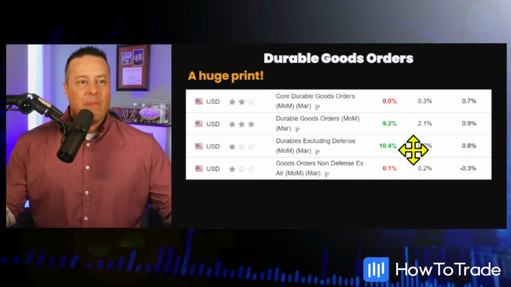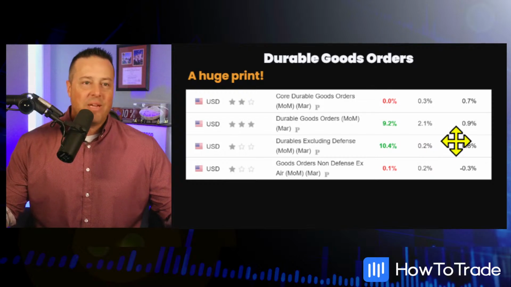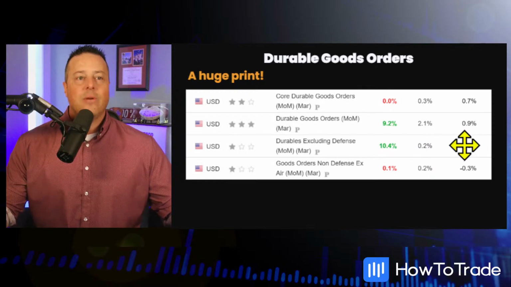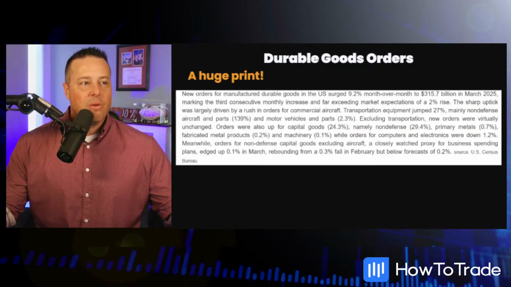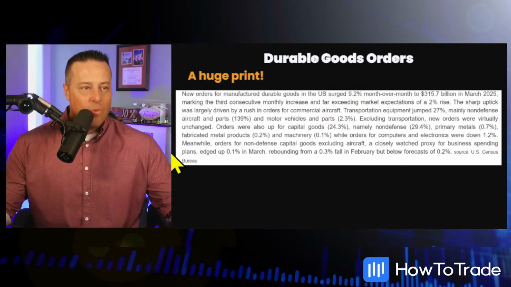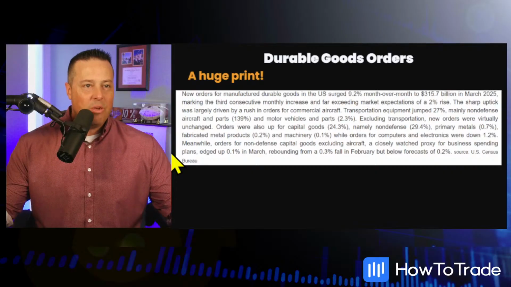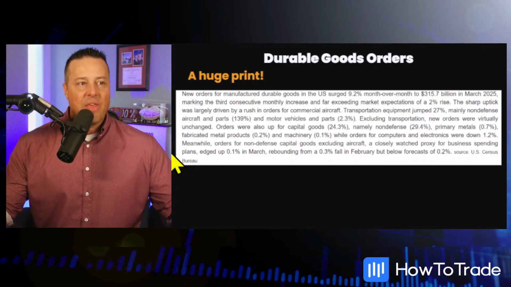And what a big print is one that absolutely shatters expectations in the previous. That's a huge number. You're welcome, Team Marina. That's an absolutely huge number. So when we get into what exactly it means, new orders for manufacturing durable goods surged 9.2% month over month to $315.7 billion in March, making the third consecutive monthly increase and far exceeding the expectations.